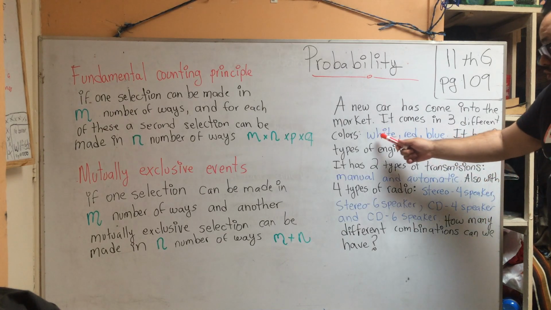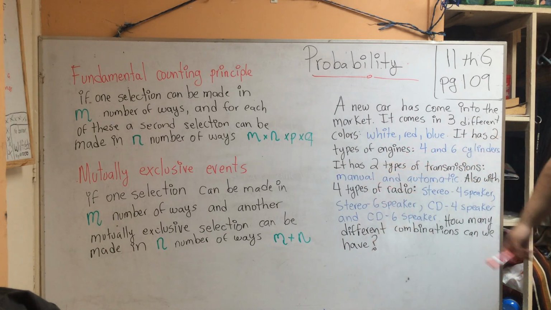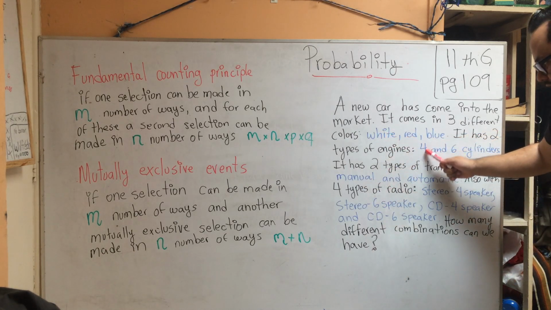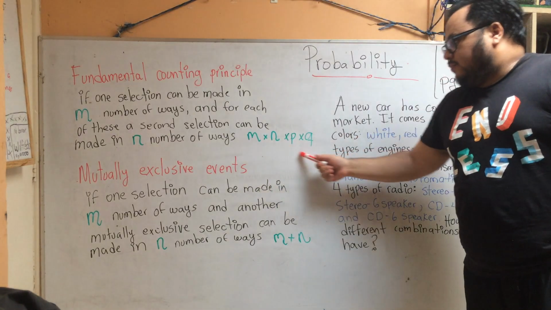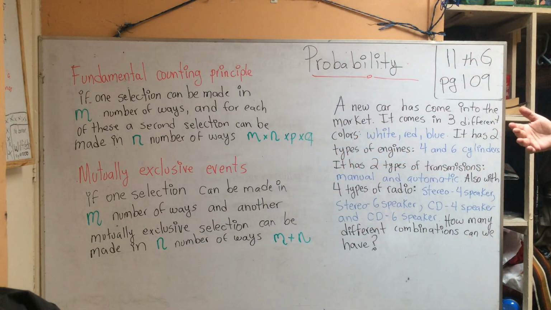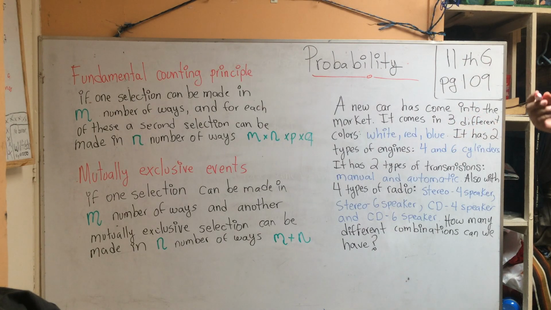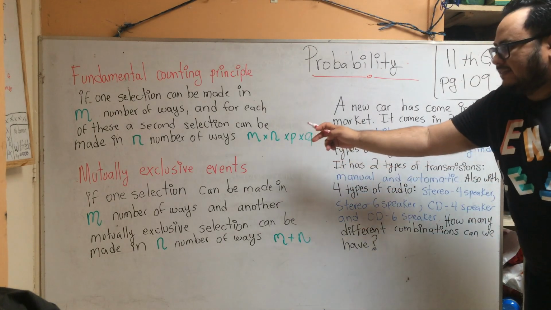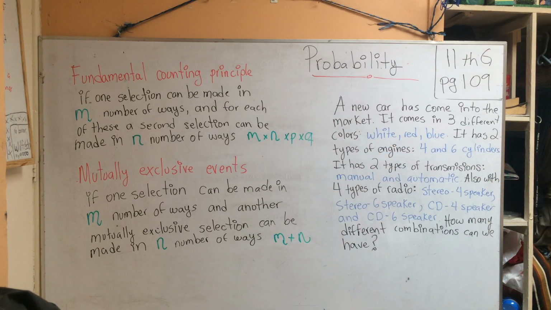But we can also have white and 4-cylinder, but manual. But we can also have white 4-cylinder and automatic. So when we're talking about probability, that's why we multiply the options, because that means we're going to get the total number of combinations. So let's think about it. If we have m times n times p times q, what we have to choose is how many options do we have.